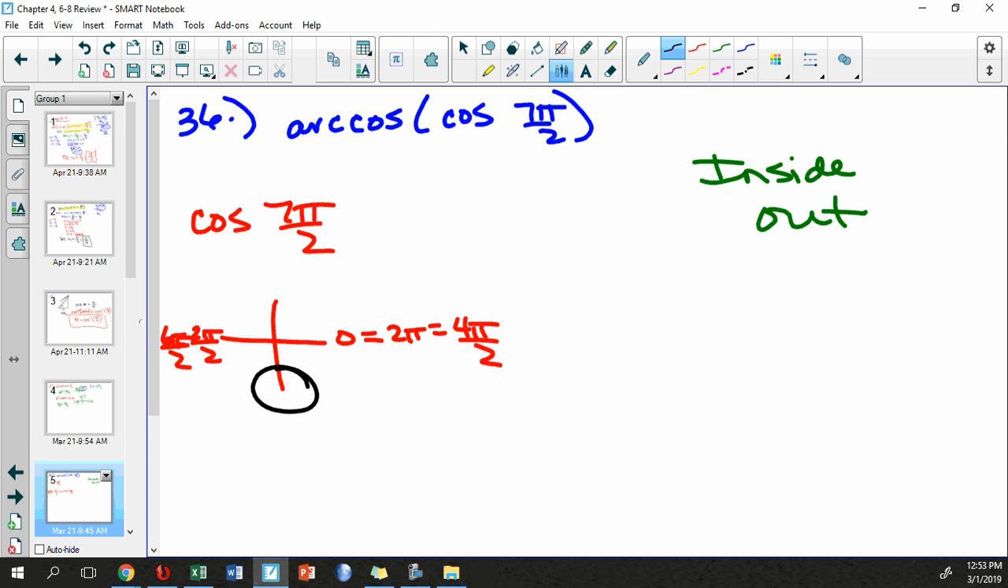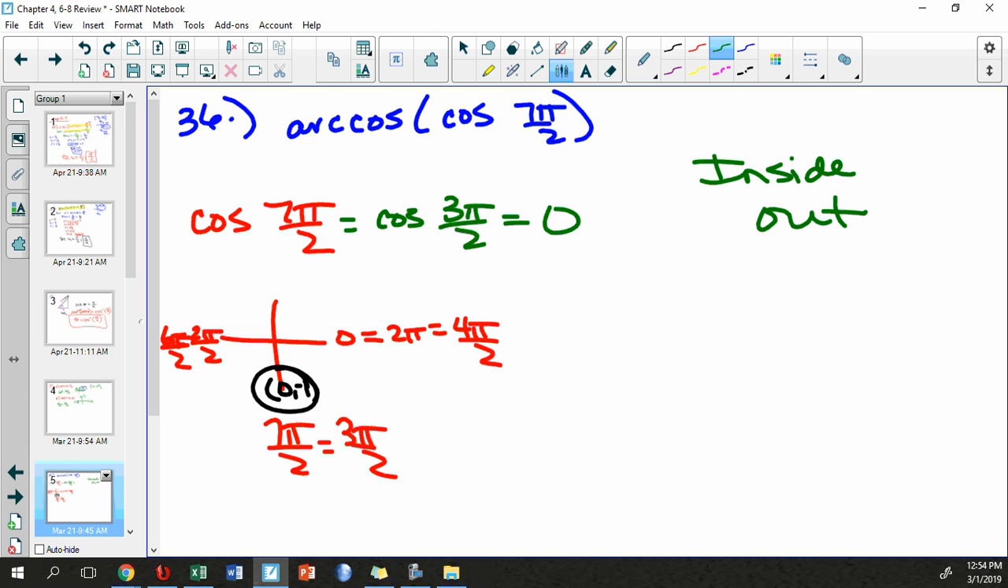7 pi over 2 is right here. 7 pi over 2 is the same thing as 3 pi over 2. And the ordered pair that corresponds to that is 0, -1. Correct? What we just did is we located the coterminal angle to 7 pi over 2. The coterminal angle of 7 pi over 2 is the same thing as the cosine of 3 pi over 2. And what is the cosine of 3 pi over 2? It is 0.